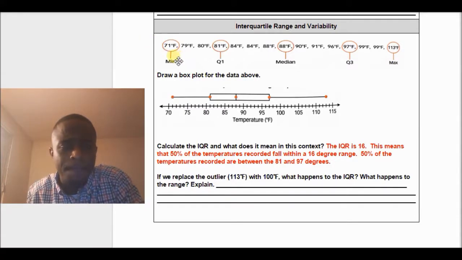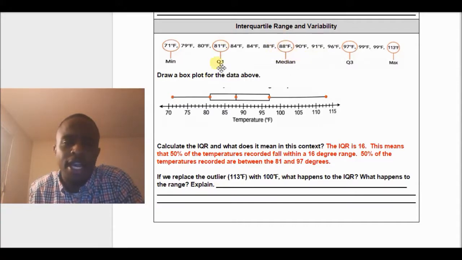I went ahead and did the 5-number summary for you. So I've identified the minimum value, which was 71 degrees Fahrenheit. I identified the maximum value, which was 113 degrees Fahrenheit. And I also identified the median, which was 88 degrees Fahrenheit. And I also did the lower quartile, which was 81 degrees Fahrenheit, and our upper quartile, which was 97 degrees Fahrenheit.